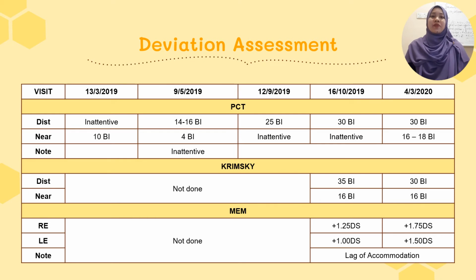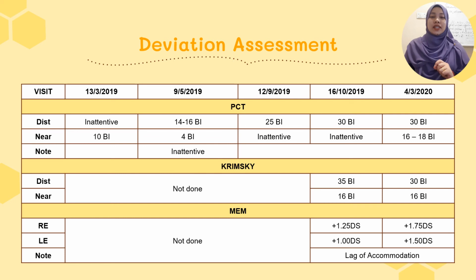First, let us see the findings of PCT at distance. During the first visit, PCT at distance could not be done because the patient was inattentive. However, during the second visit, the PCT at distance was 14 to 15 base in. It increased up to 30 base in at the latest visit. While PCT at near, the result was fluctuating compared from the first visit. But upon the latest visit, PCT at near was 16 to 18 base in. This reflects that the patient's deviation is worsening instead of improving.